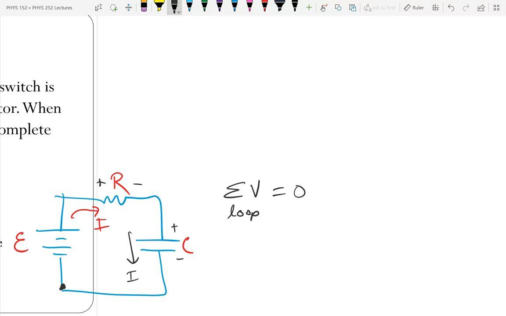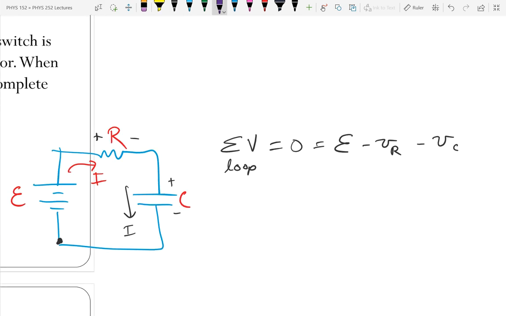Am I going up or down through that power supply? Up. Okay, so I'm going to have plus my EMF. Through the resistor, am I going up or down? And I'm going to put for now V sub R. And then going through the capacitor, am I going up or down? Down. So there's my equation. Now that's not the variables I want, but I have it written out in regular old voltage variables. Now we'll make the substitution.